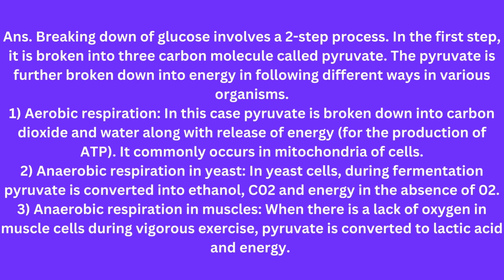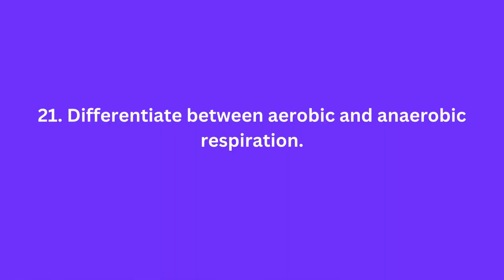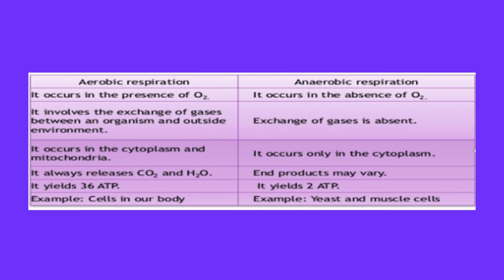3. Anaerobic respiration in muscles. When there is a lack of oxygen in muscle cells during vigorous exercise, pyruvate is converted to lactic acid and energy. 2. Differentiate between aerobic and anaerobic respiration. Answer. Here is a table that shows the difference.